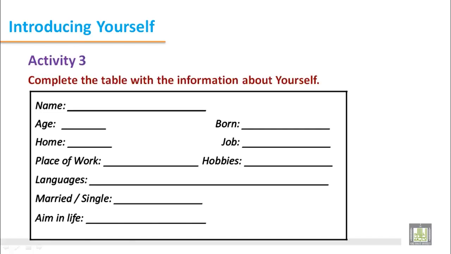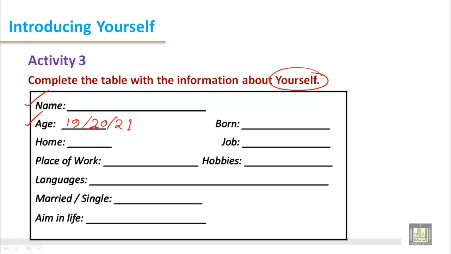Introducing yourself. Activity 3. Complete the table with the information about yourself. In this activity now, you are going to complete this table about yourself. Here, you are going to write your name, just like Ali did in activity number 2, that his name is Ali. The second information is about age. You can write, how old are you? If it is 19, you can write 19, 20, 21. Whatever, you can write your age here.